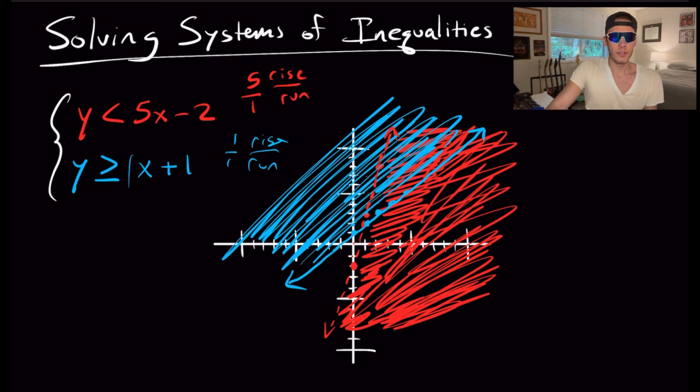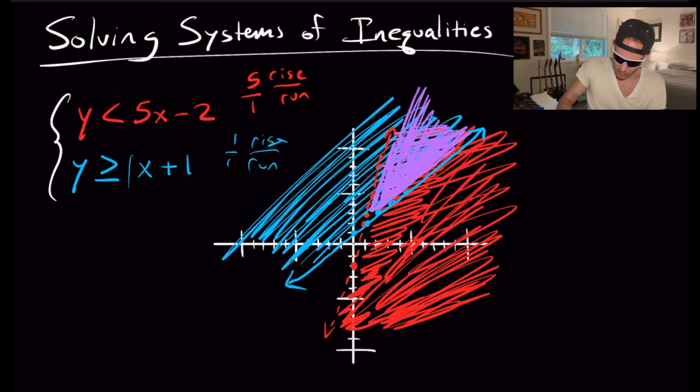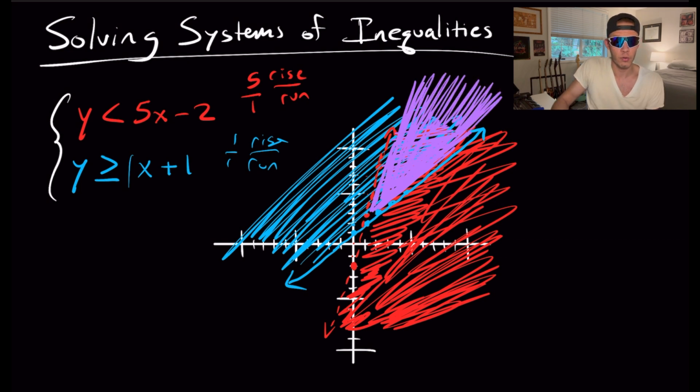So again, with systems of equations, we wanted to find the single point where the lines intersect. But with systems of inequalities, it's a region. So where do these shaded regions cross over? Where do they intersect? Well, that's going to be this area in purple right here. Any point in this purple shaded region is going to be a solution to this system of linear inequalities, and I'll show you what I mean.